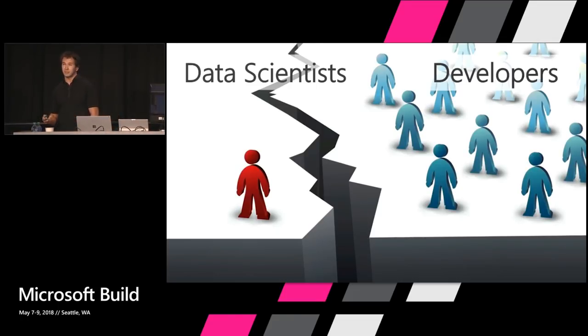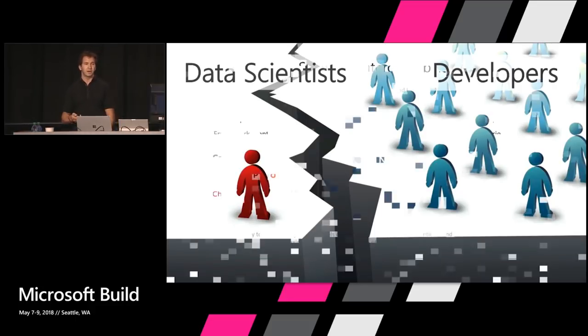But we need to work together because data scientists are going to continue to update those models, they're going to produce better quality results, and they're going to want to make sure that those models roll out into those applications and services in the cloud or on the edge. So we have to stay in sync with one another.